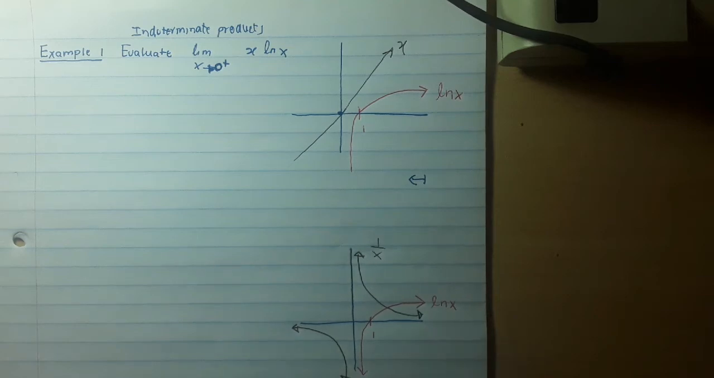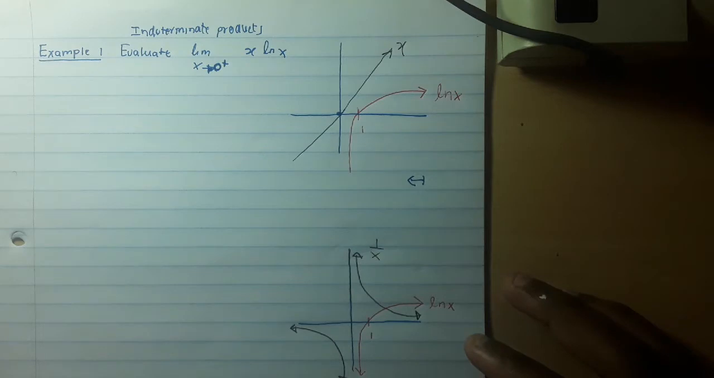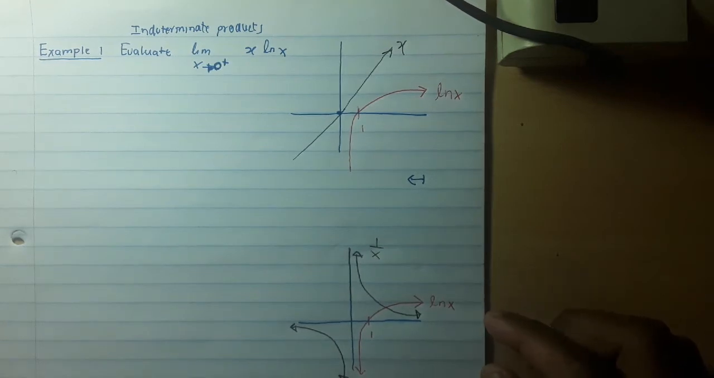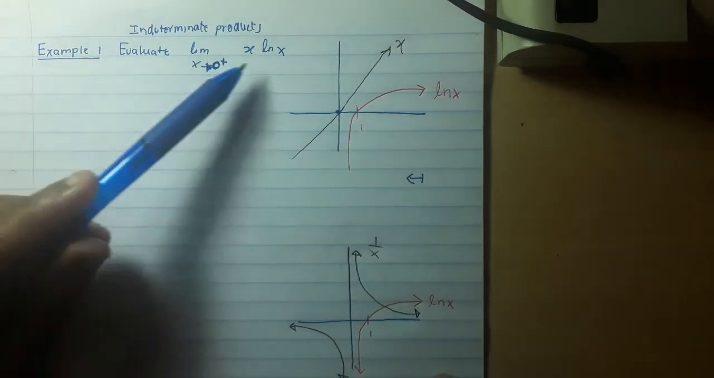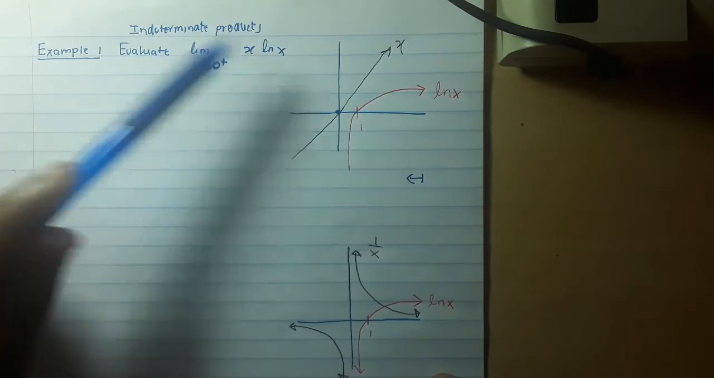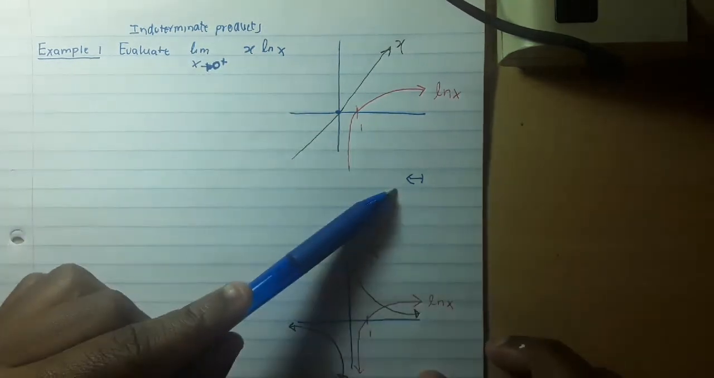In this video, we are continuing with indeterminate products and L'Hopital's rule. So in this video, we'll be demonstrating how to apply the skills that we learned on the previous video on indeterminate products. Here we are asked to determine the limit of x times ln x as x tends towards 0 from the right hand side.